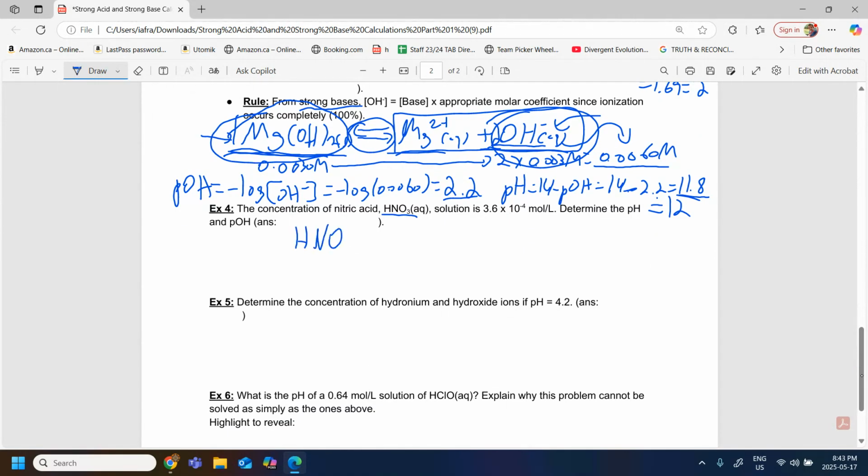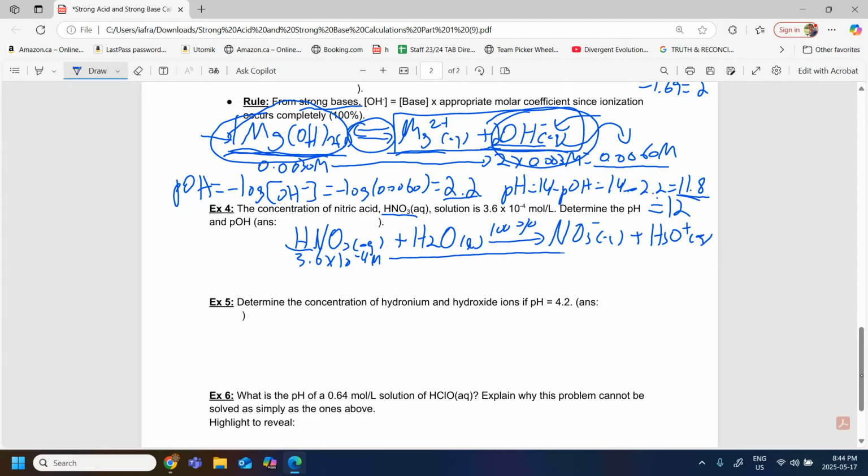So what that means is that when this acid is put into water, it's going to ionize 100%, so to completion. We're going to get some nitrate, NO3 minus (aq), but then also some H3O plus, or H plus, we can call it (aq). And it's 100% because it's a strong acid. So we know the concentration over here is 3.6 times 10 to the negative 4 molar. It is a 1-to-1 ratio because there's only one H here. And so that would be also 3.6 times 10 to the negative 4 molar of H3O plus.